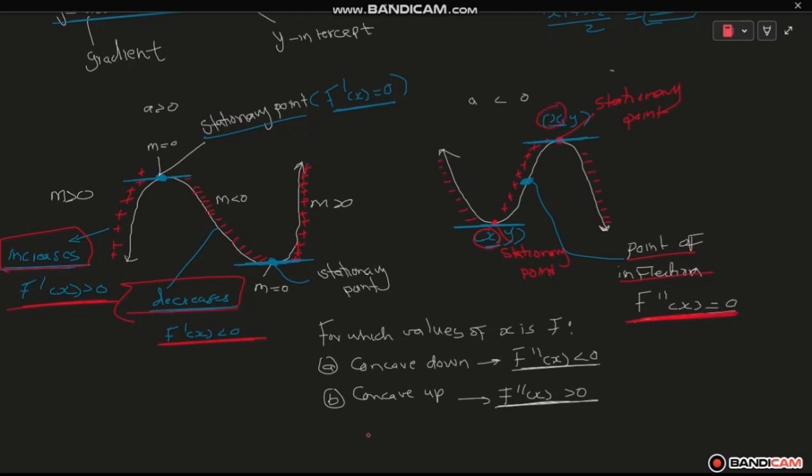Or you can take the x values of the stationary points, you add them, then you divide them by 2, then you take that answer as the value of x and substitute it on the original graph to find the corresponding y value of the point of inflection.